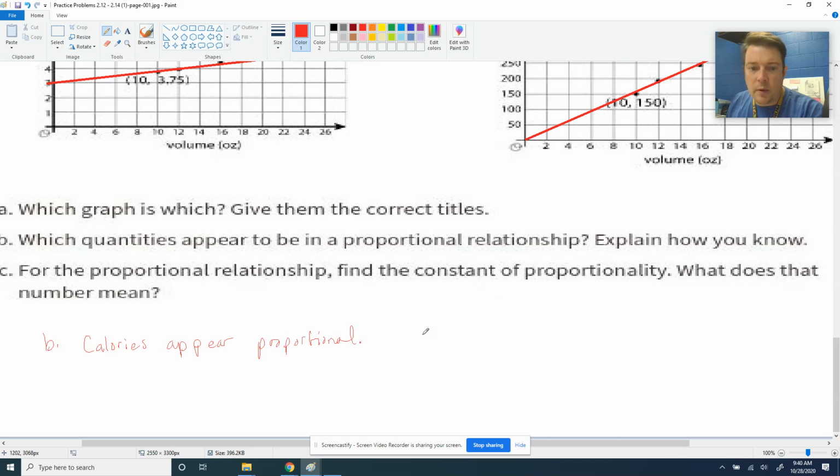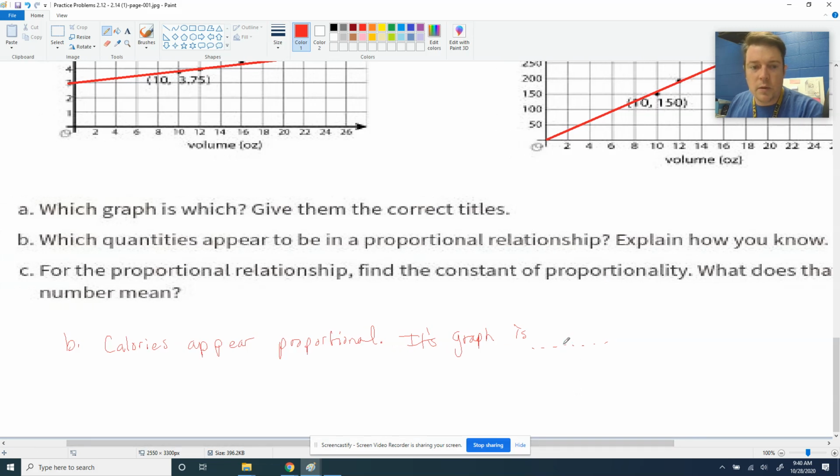And I explain how we know. Its graph is straight and through the origin, right? You should know that. I'm not going to write that. That should be something you know. We know it's proportional because of what its graph's doing. So I'll let you write that out on your own. If I see you put dot, dot, dot, I'm not giving you credit on that, by the way, if you turn that in. You're just copying down what I write.